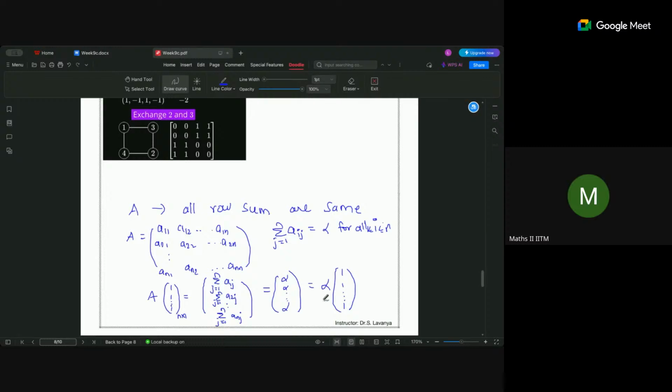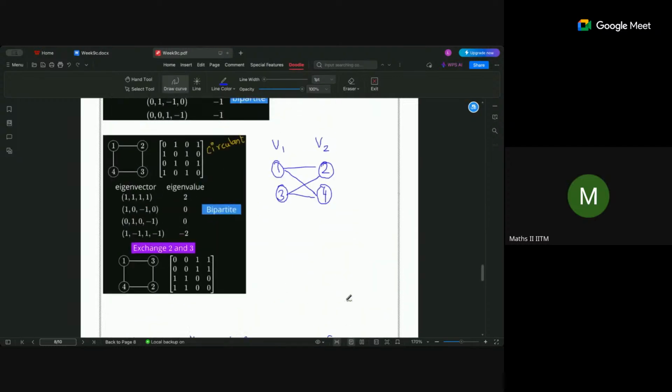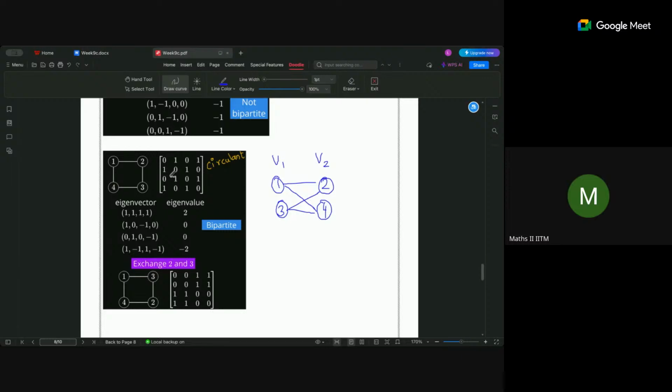So it means what? Whenever you have a matrix where all the row sums are the same, that is an eigenvalue, and the corresponding eigenvector is 1 1 1. This you can say without calculation. So here you can see that for this matrix, 2 is an eigenvalue with eigenvector 1 1 1. That you can say without any computation.